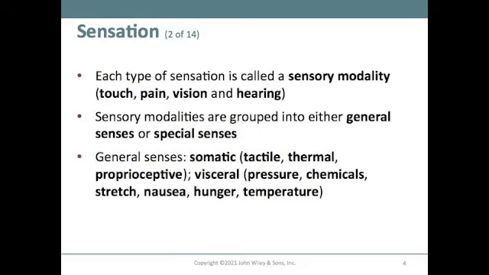Proprioceptive sensations allow the perception of both static, that is the non-moving, positions of the limbs and body parts, such as joints and muscles, as well as the movements of the limbs and the head. Visceral senses provide information about the conditions within the internal organs, for example, pressure, stretch, chemicals, nausea, hunger, and temperature.